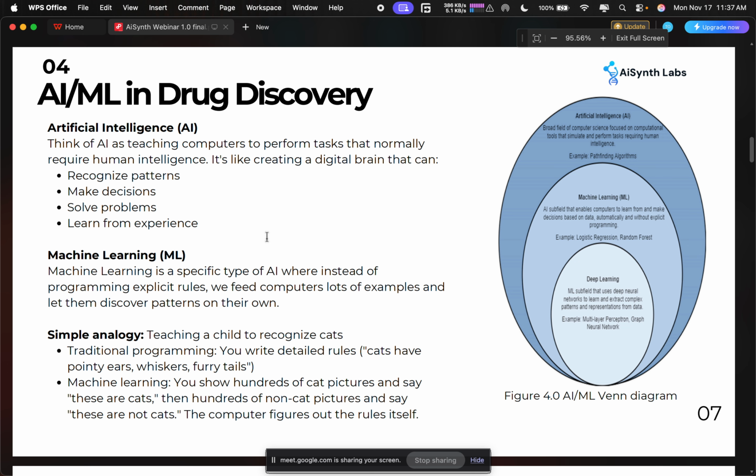Just the way you're able to know colors. Somebody told you that this is red, this is yellow, this is green. So when you see it somewhere else, you're able to identify it. So that's basically what it is. The computer figures out the rules by itself.